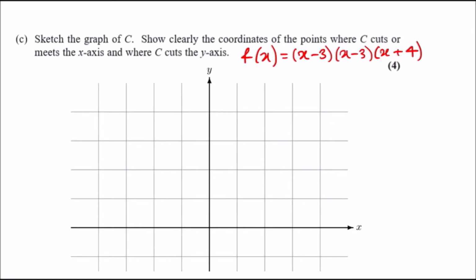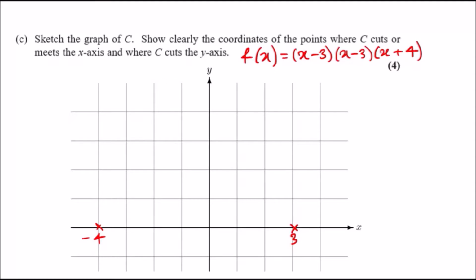Now part C, how to sketch this curve. This cubic curve is very straightforward. All you have to do is realize that each of these factors are points where you hit the x-axis. For example, x minus 3 means you hit the x-axis at plus 3. So let's assume plus 3 is here. Whereas x plus 4 means you hit the x-axis at negative 4. So let's say minus 4 is here.